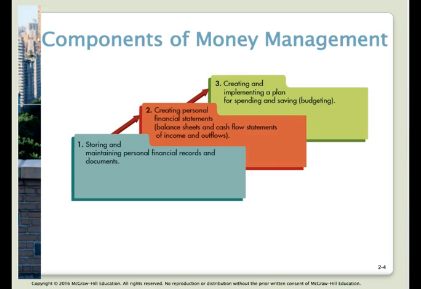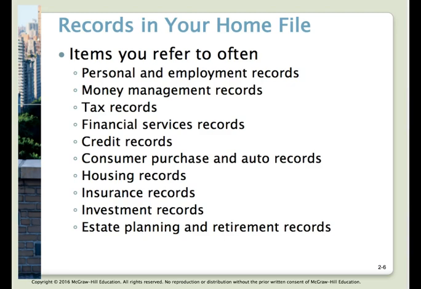What are the components of money management? The foundation for planning and implementing money management activities are your personal financial records, your financial statements, and your spending plan or your budget. To accomplish all of this, you'll need a system for your personal financial records. This system needs to include your money management records, your personal and employment records, your tax records, your financial services records, your credit records, your consumer purchases records, housing and automobile records, insurance records, investment records, and estate planning and retirement records. Create a system where you can store and find all of these items.